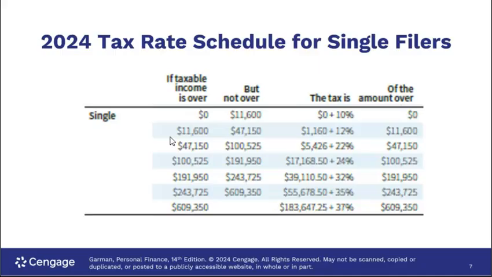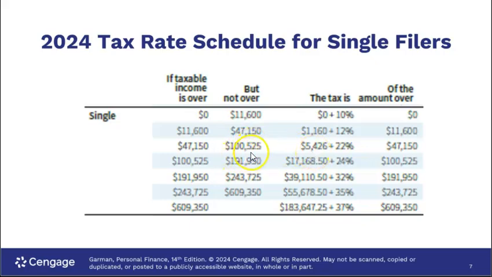Brackets are indexed, meaning they're adjusted for inflation, so that your taxes don't go up as a result of inflation, which is theoretically the case. But if we go down, these are the brackets. So the third bracket here is between $47,150 and $100,525. Your marginal tax bracket or marginal tax rate is 22%. That would be if you made $75,000.